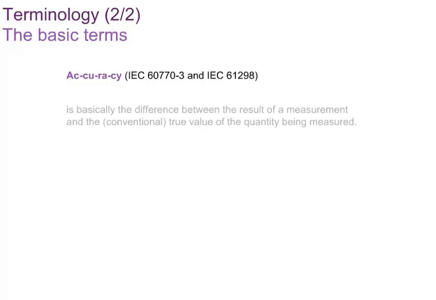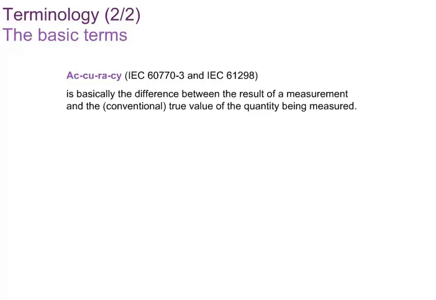Accuracy. According to IEC 60770-3 and IEC 61298, accuracy is basically the difference between the result of a measurement and the conventional true value of the quantity being measured. In order to express this performance value, it is necessary to carry out three measurements in upward and downward directions at 10% and 20% intervals.